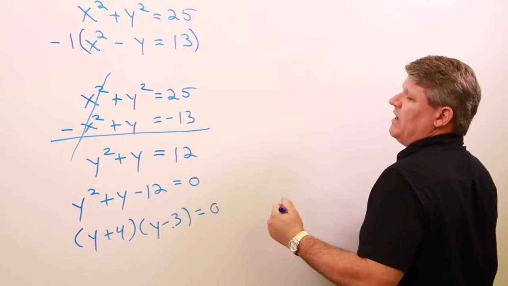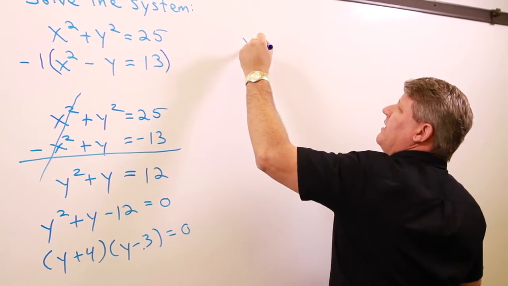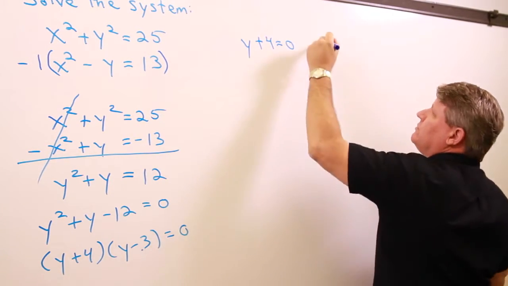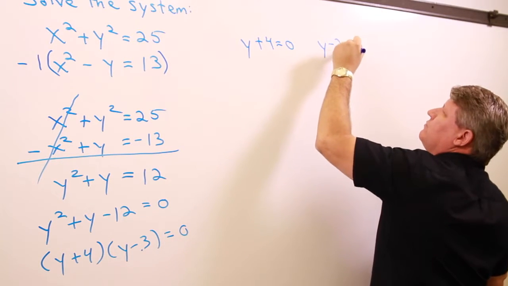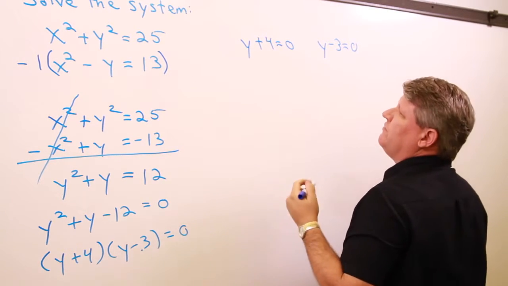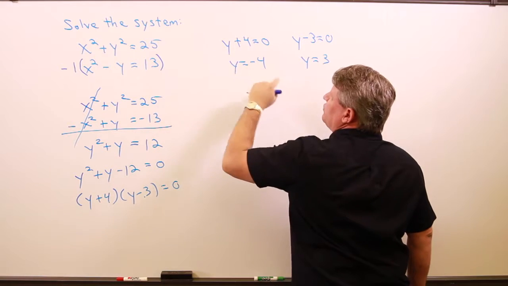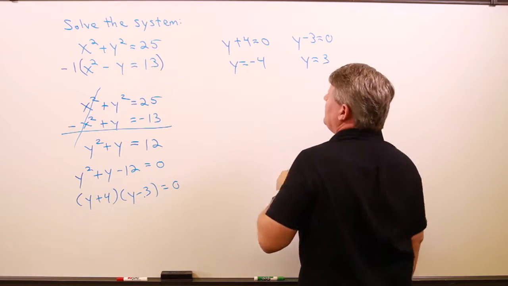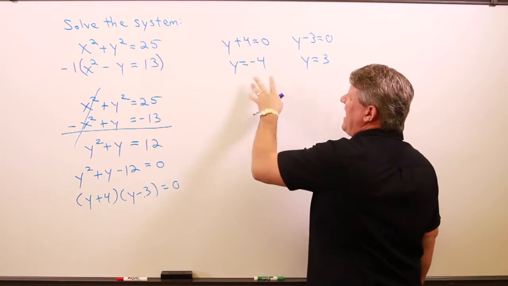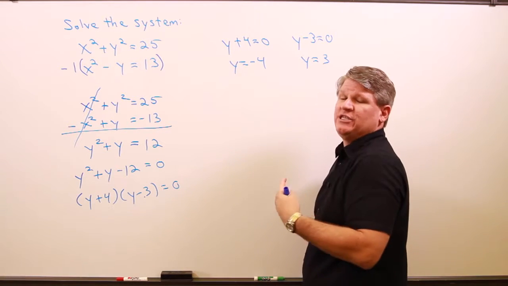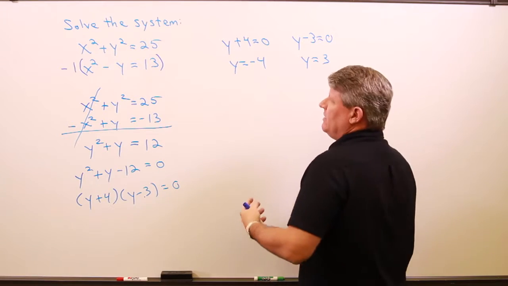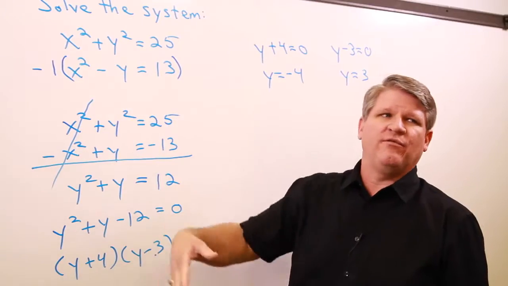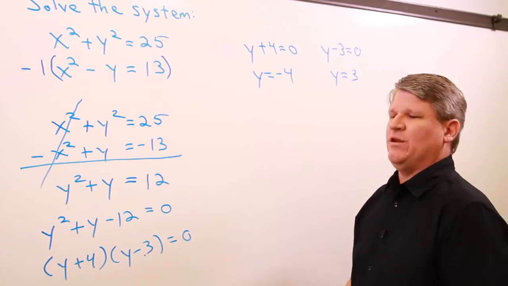Now that I've factored my quadratic equation, I can set each factor equal to 0. Y plus 4 is equal to 0, and y minus 3 is equal to 0, and solve each of those. I have y is equal to negative 4, and y is equal to positive 3. Now, I have half of at least two sets of answers. Keep in mind, to have a solution of a system of equations in two variables, every answer has to have an x-coordinate and a y-coordinate.